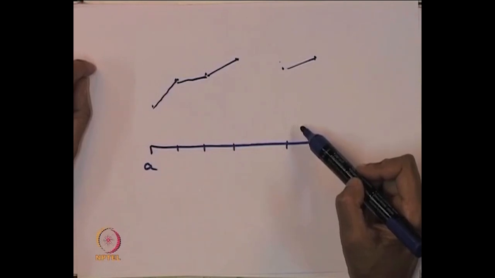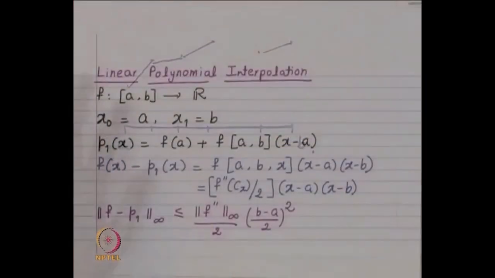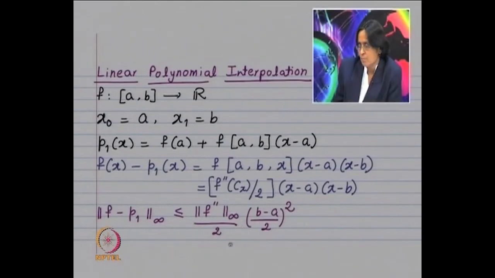Now, what we want to do is look at the error in the interpolating polynomial. In the case of linear polynomial interpolation, the error is given by the norm of f double dash, infinity norm, divided by 2, into ((b minus a) by 2) squared. The way we had seen it, the maximum of the modulus of (x minus a)(x minus b) was attained at the midpoint (a plus b) by 2. Similarly, the maximum of the modulus of this function will be attained again at the midpoint, and then you have the norm of f minus p_1, infinity norm, less than or equal to this.